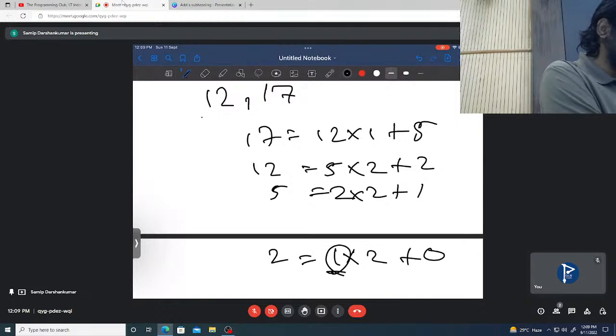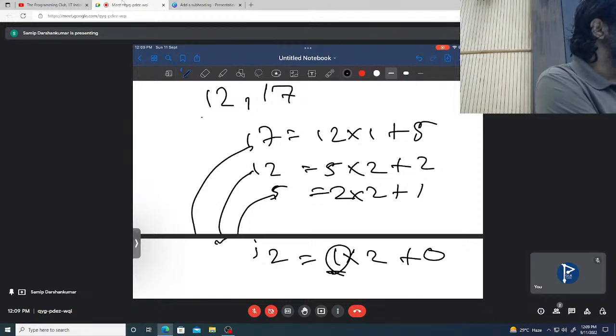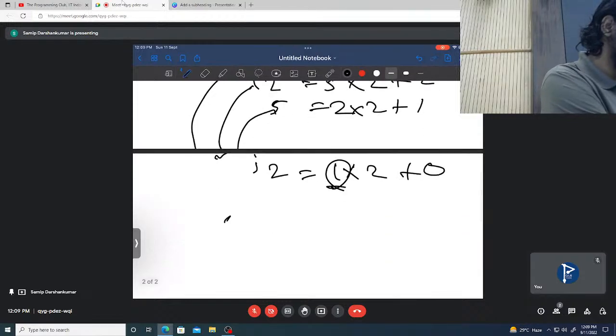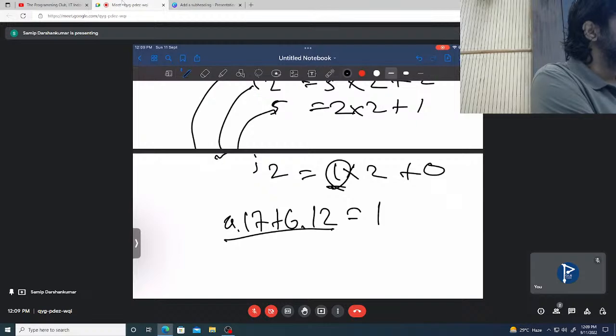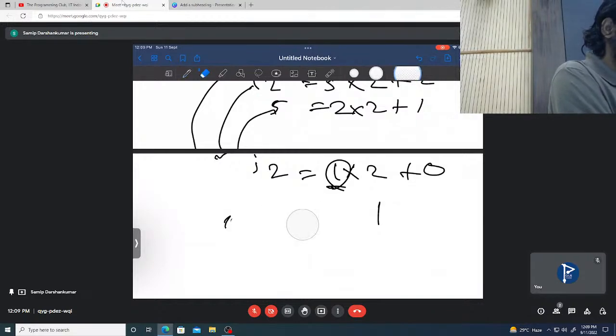If we substitute 2 through the above equation, then substitute 5 by this above equation, then substitute 12 by this above equation, we will get something like a into 17 plus b into 12 is equal to 1. We can always do this, right? If we keep substituting the values, we will get some integers a and b. Any doubts? Okay, let me calculate the a and b here. So I write 2 as 5 minus 1. Wait, sorry.